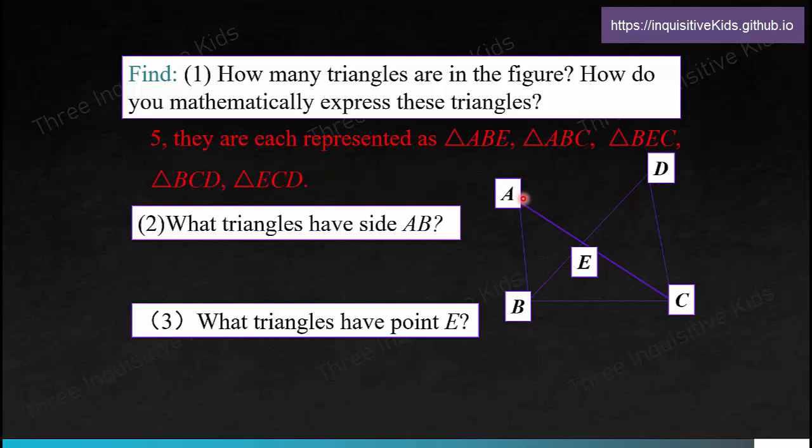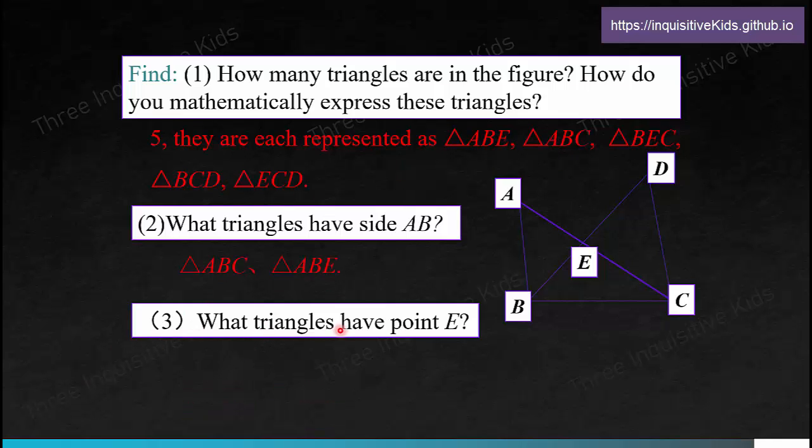Triangle ABE, triangle ABC, triangle BEC, triangle BCD, and triangle ECD. 2. What triangles have side AB? Which of these triangles up here contain side AB? Just look at which names have AB: triangle ABE, triangle ABC.